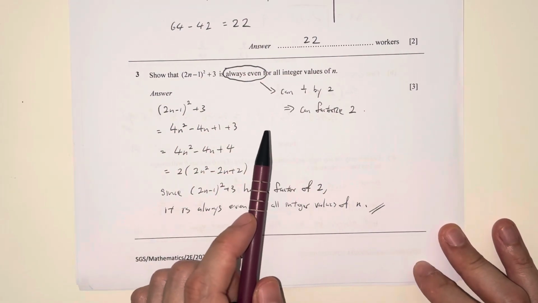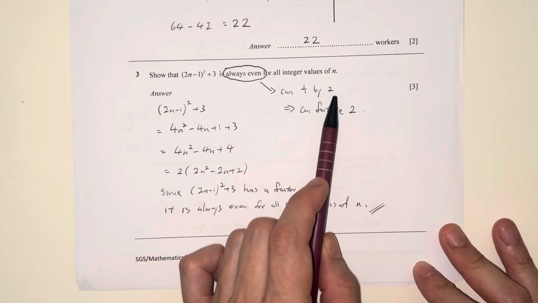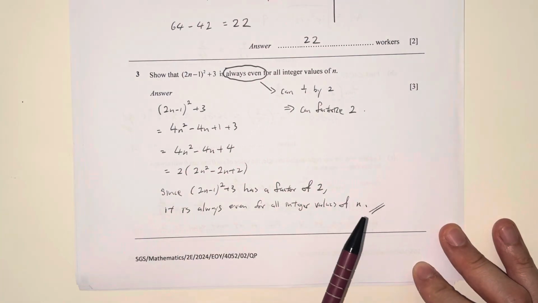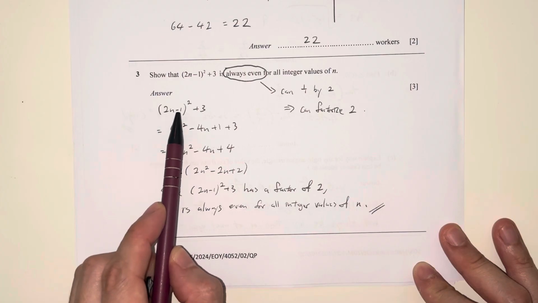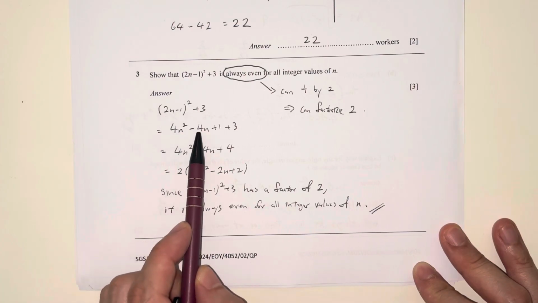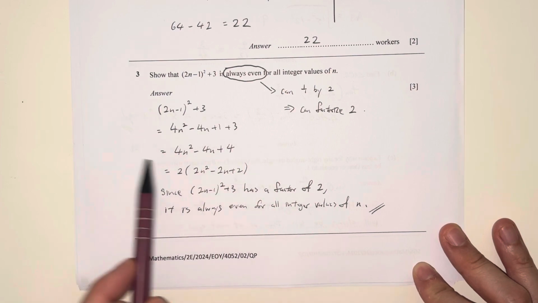So the definition of even is it can be divided by 2, which means if you can factorize out a 2, that's good enough to show. So as always, you expand this. This is (a minus b) whole bracket squared. So it's a square minus 2ab plus b square. Then of course the 3 you add on, you simplify everything, you get this.